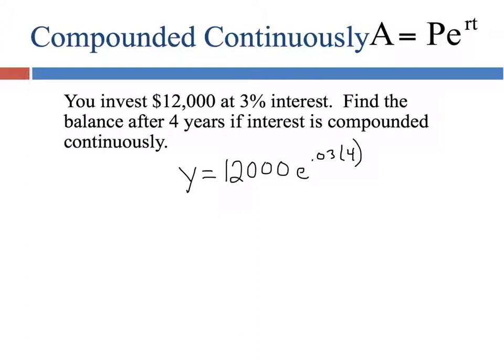Using the continuous compound interest model, we do not have to worry about the number of compoundings. When I type this into my calculator, I find that y, my new balance, is equal to $13,529.96.